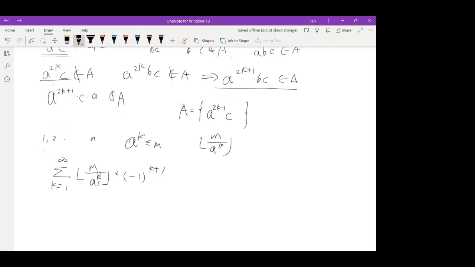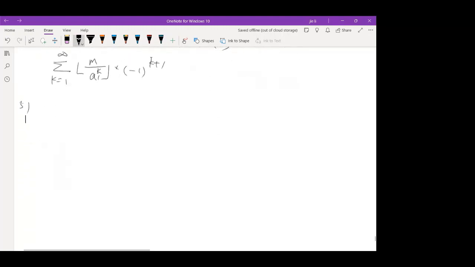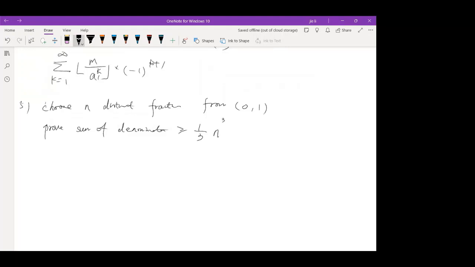Okay. Next. Suppose we choose n distinct fractions from 0 to 1 and prove the sum of denominators is greater than or equal to 1/3 n to the 3/2 power.